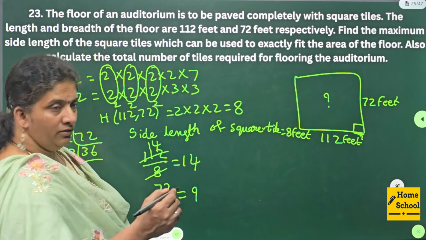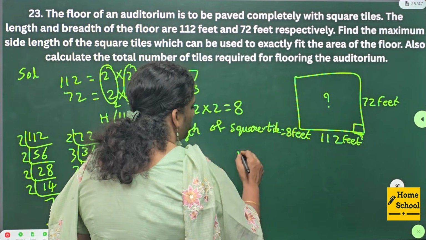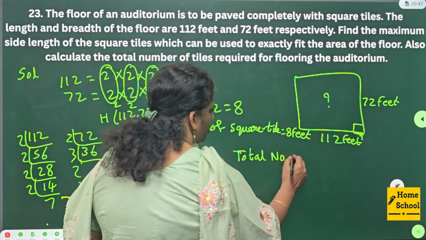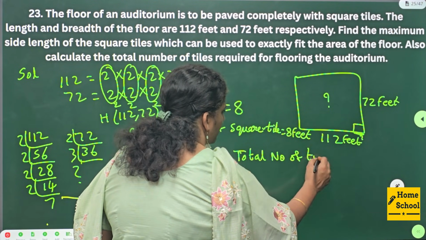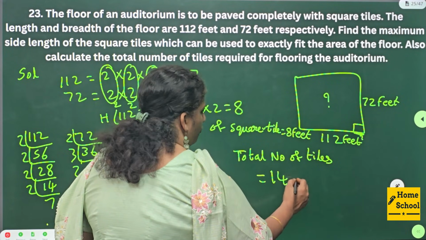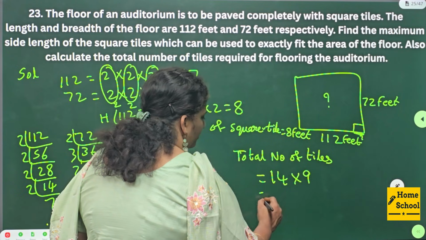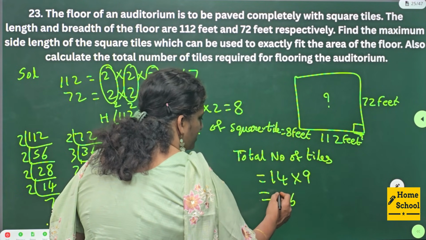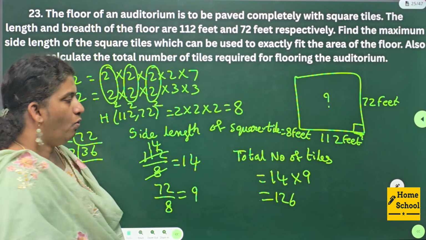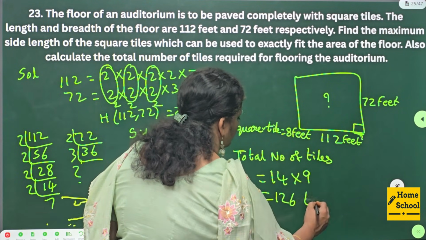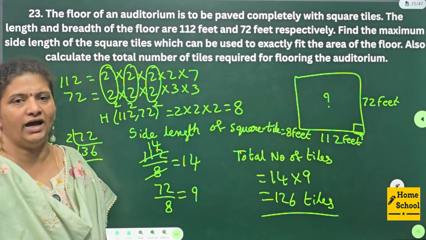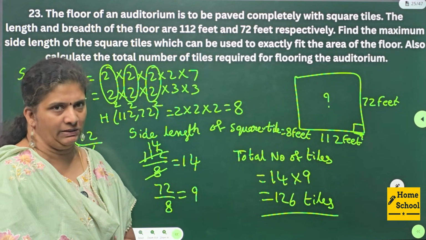If you multiply, the total number of tiles needed for this auditorium is equal to 14 into 9. 9 4s are 36. If you multiply, what are you going to get? 126 tiles. Actually, this is a verbal problem. You need to write it stepwise, carefully.